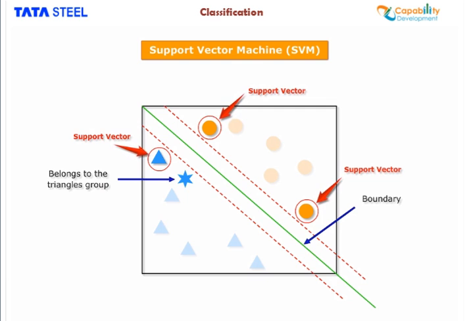Why are they called vectors? This is because each data point or observation is a vector, which means that it is a row of data containing values for a number of different attributes.